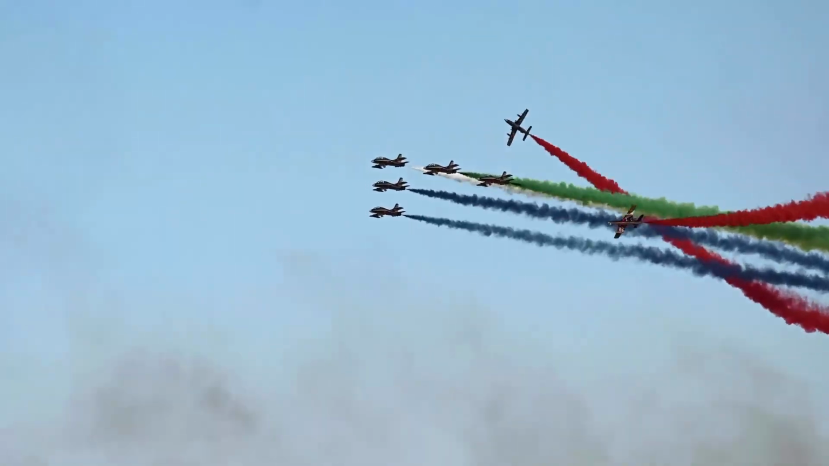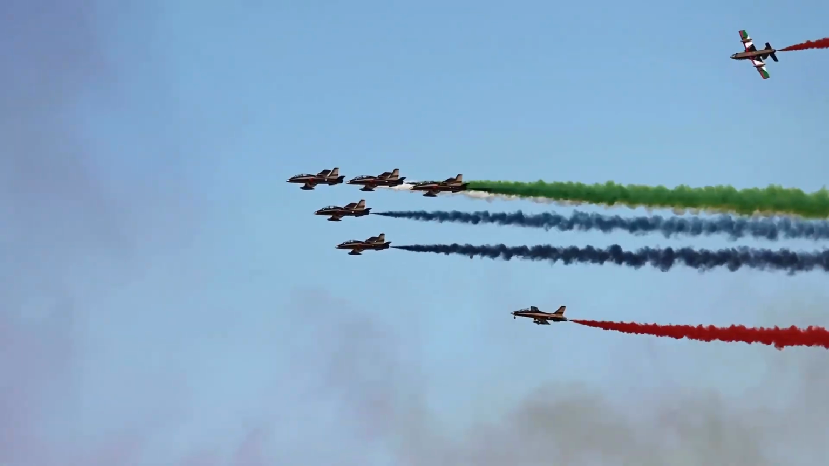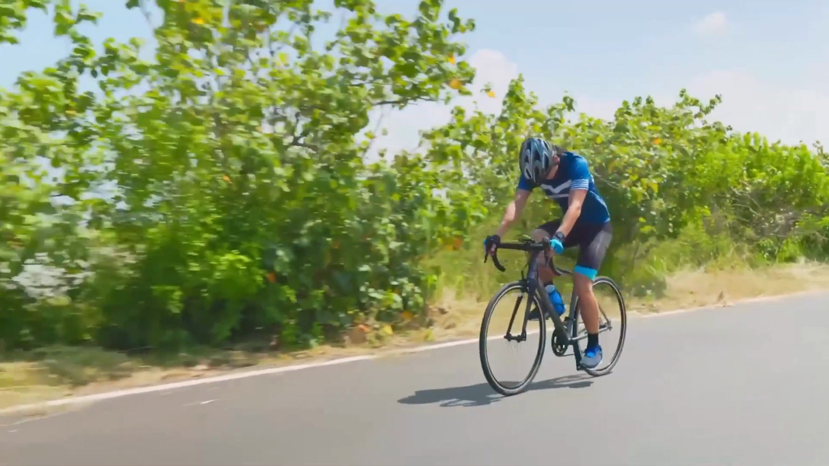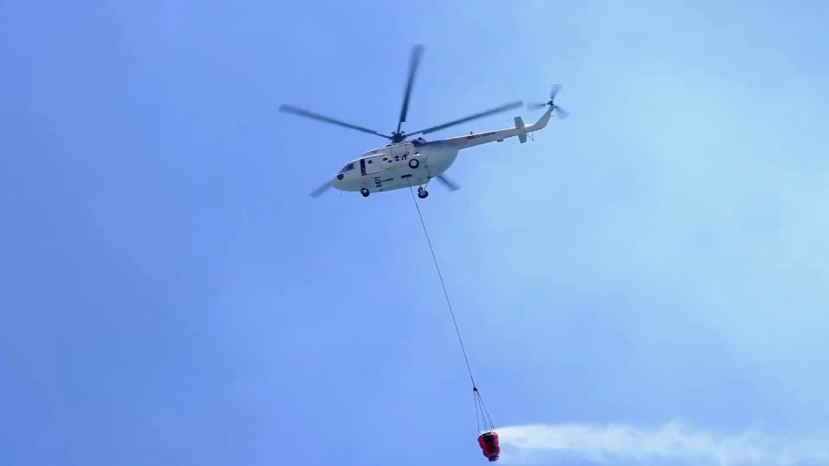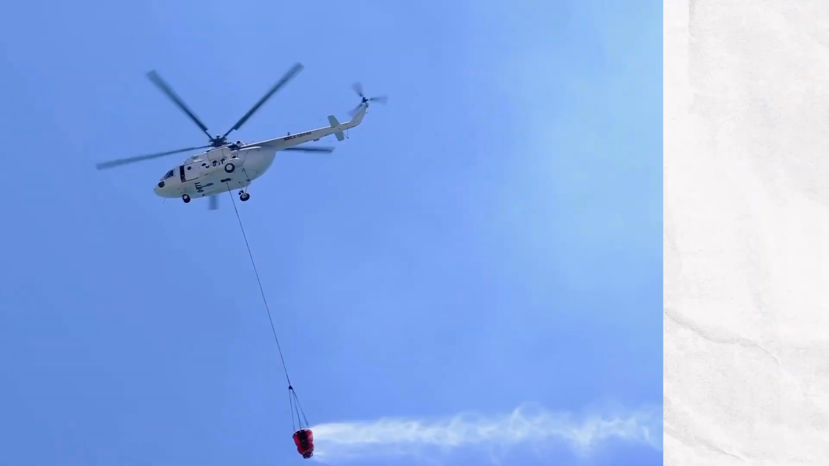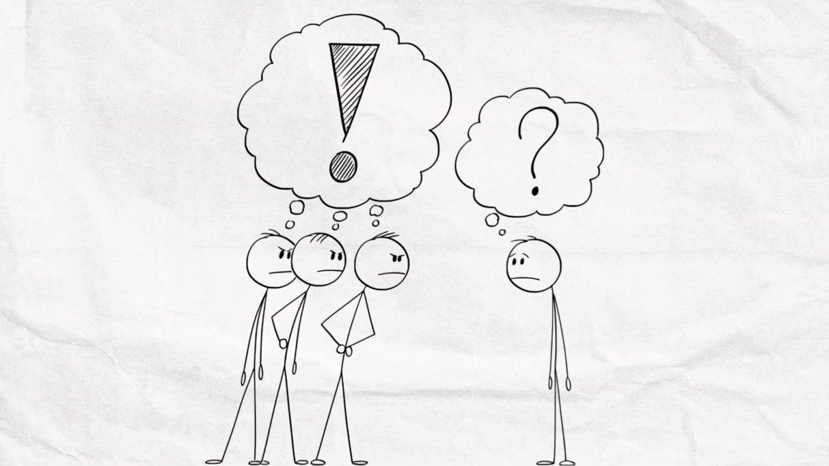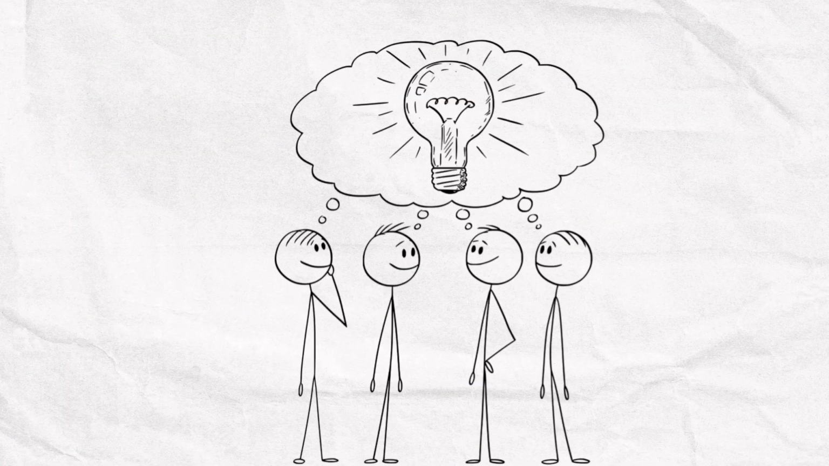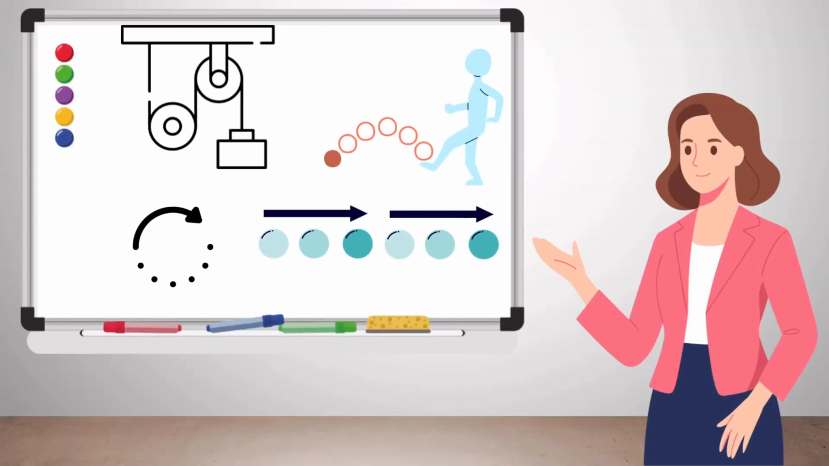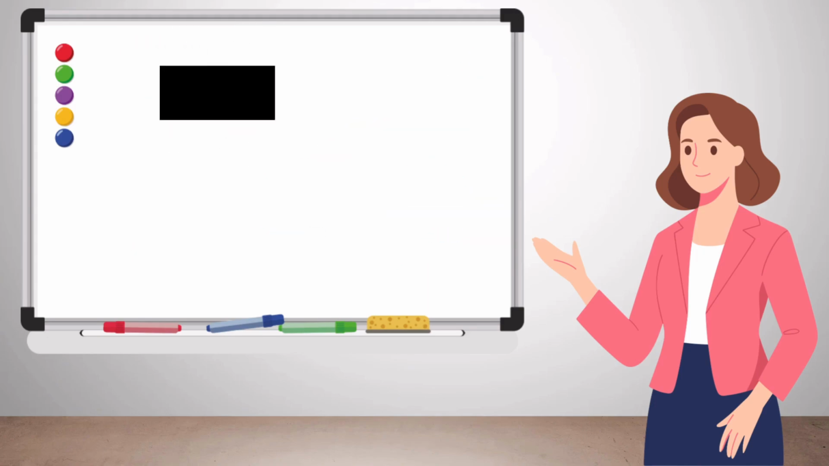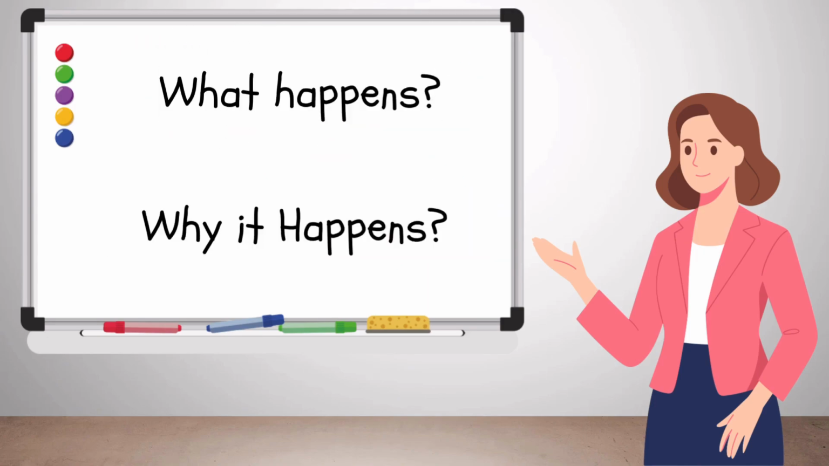Imagine watching motion all around you. Planes looping in the sky, bicycles rolling on the road, pulleys lifting heavy loads, and helicopter blades slicing through the air. All of these motions look different, but they follow very clear patterns and rules. In today's video, we're going to break these motions down in the simplest, most visual way possible so you can understand not just what happens, but why it happens.